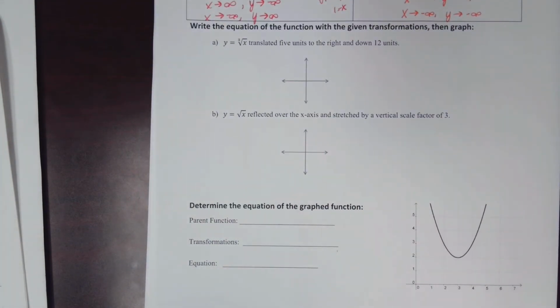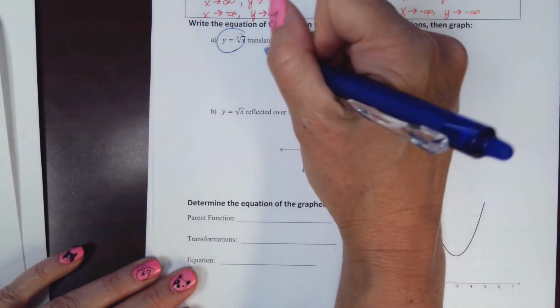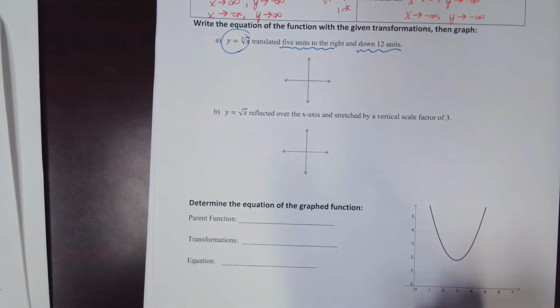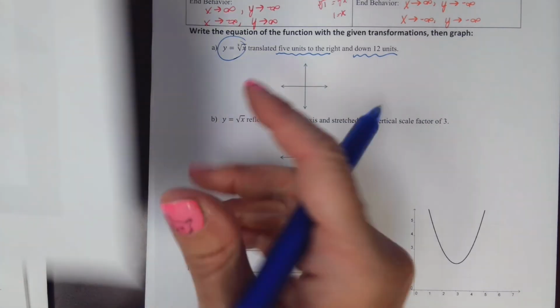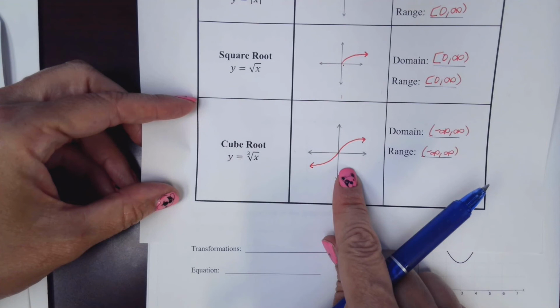All right, last section down here. Write the equation of the function with the given transformations, and then sketch a graph. So it gives you the parent function and tells you what we want to do, and then you need to write the equation and graph it. Well, parent function, cube root x. Parent function for cube root is right here.